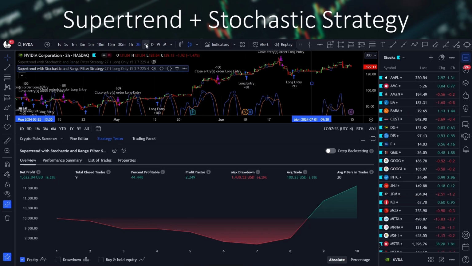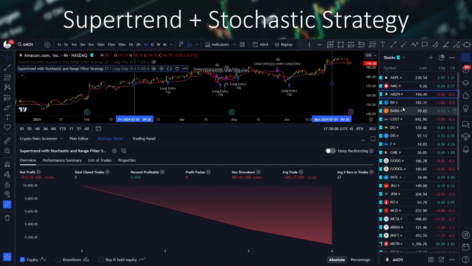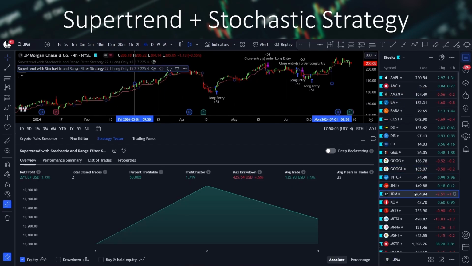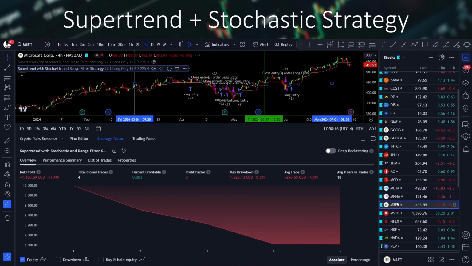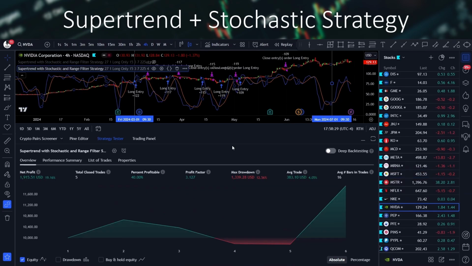Now let's see the 4-hour. On the 4-hour chart, Apple is profitable. Amazon is losing again. Google is profitable. JP Morgan is profitable. Moderna is profitable. Meta is losing, Microsoft is losing, and Nvidia is profitable. So again, I can see big difference. We can find a few profitable pairs, but statistically, I don't think it's significant.